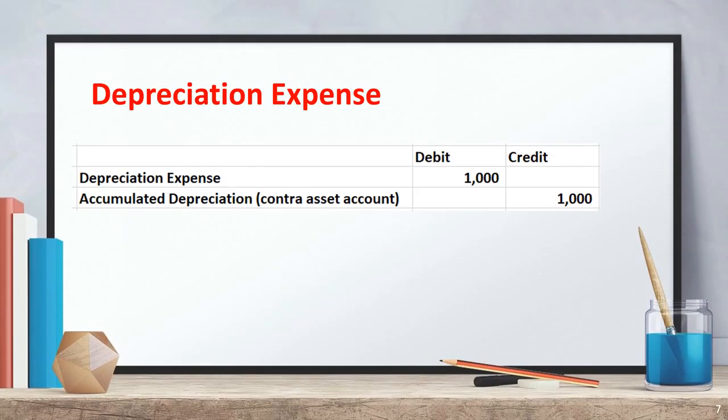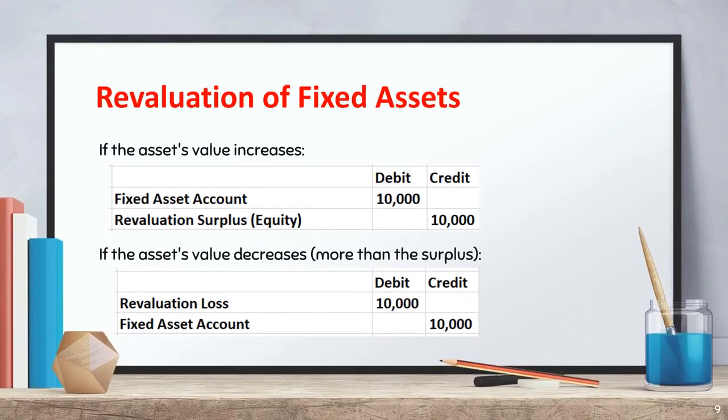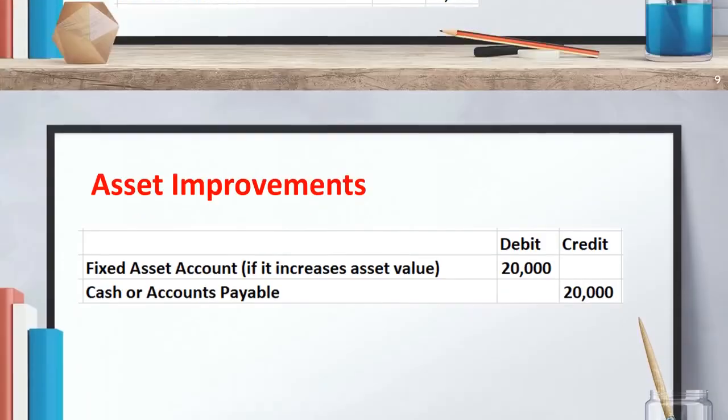Depreciation represents the allocation of the asset's cost over its useful life. Here is the journal entry. If a fixed asset's carrying amount is higher than its recoverable amount, an impairment loss must be recognized. Here is the journal entry. If a company uses the revaluation model, an increase or decrease in the asset's value requires adjustment. Here are the journal entries for both scenarios.